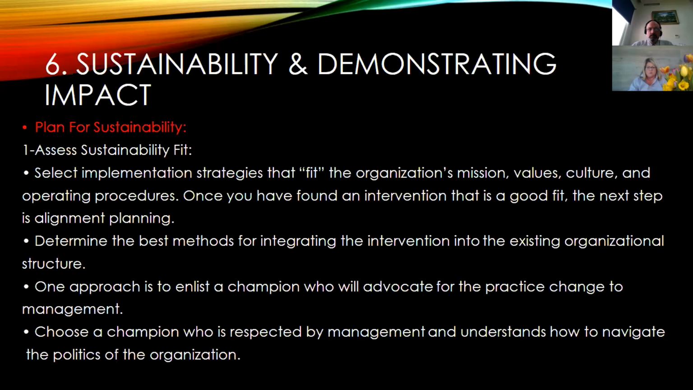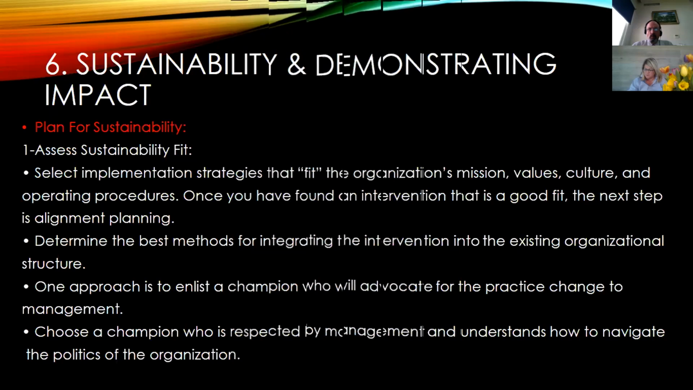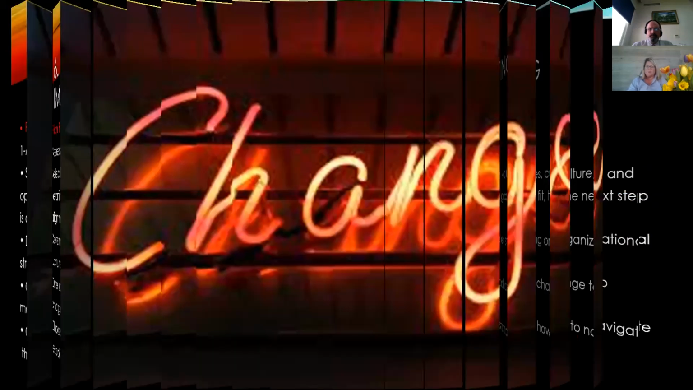Determine the best method for integrating the intervention into the existing organizational structure. One approach is to enlist a champion who will advocate for the practice change to management. Choose a champion who is respected by the management and understands how to navigate the policies of the organization. How we make the change.